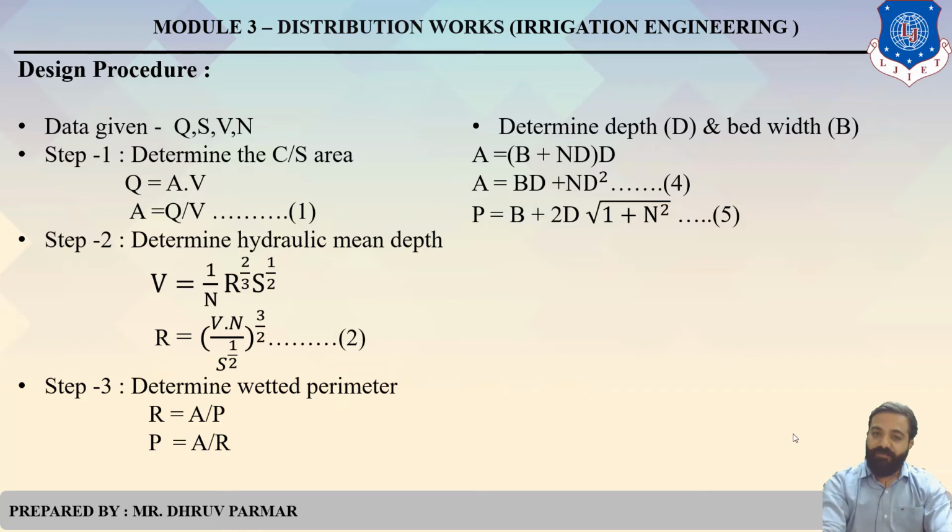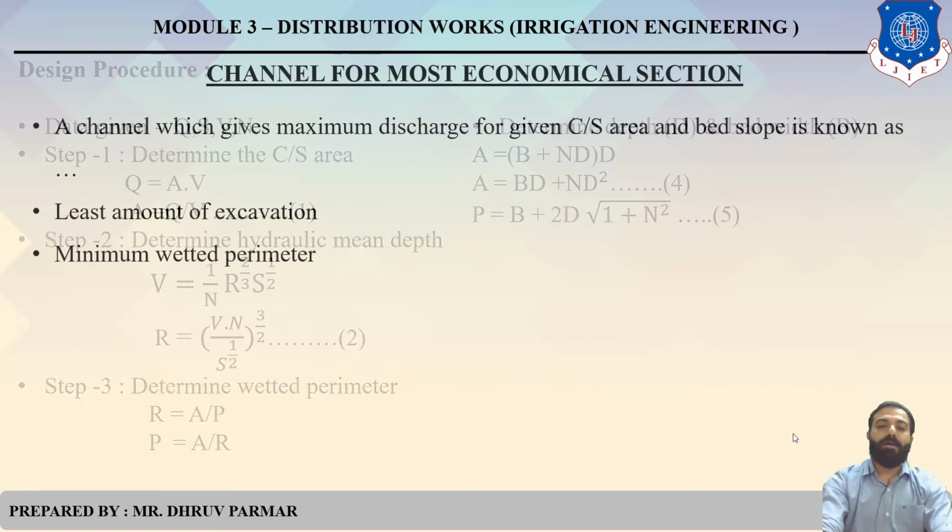So this is your formula for the trapezoidal section's cross-section area. Clear? B means width, D means depth, N means the side slope. Please remember that N means side slope; there is no constant. Then what is the formula of perimeter? Perimeter P equals B plus 2D under root 1 plus N square. Clear? These two formulas we have already studied in fluid mechanics and hydraulics. So this is the design procedure of a non-alluvial channel.